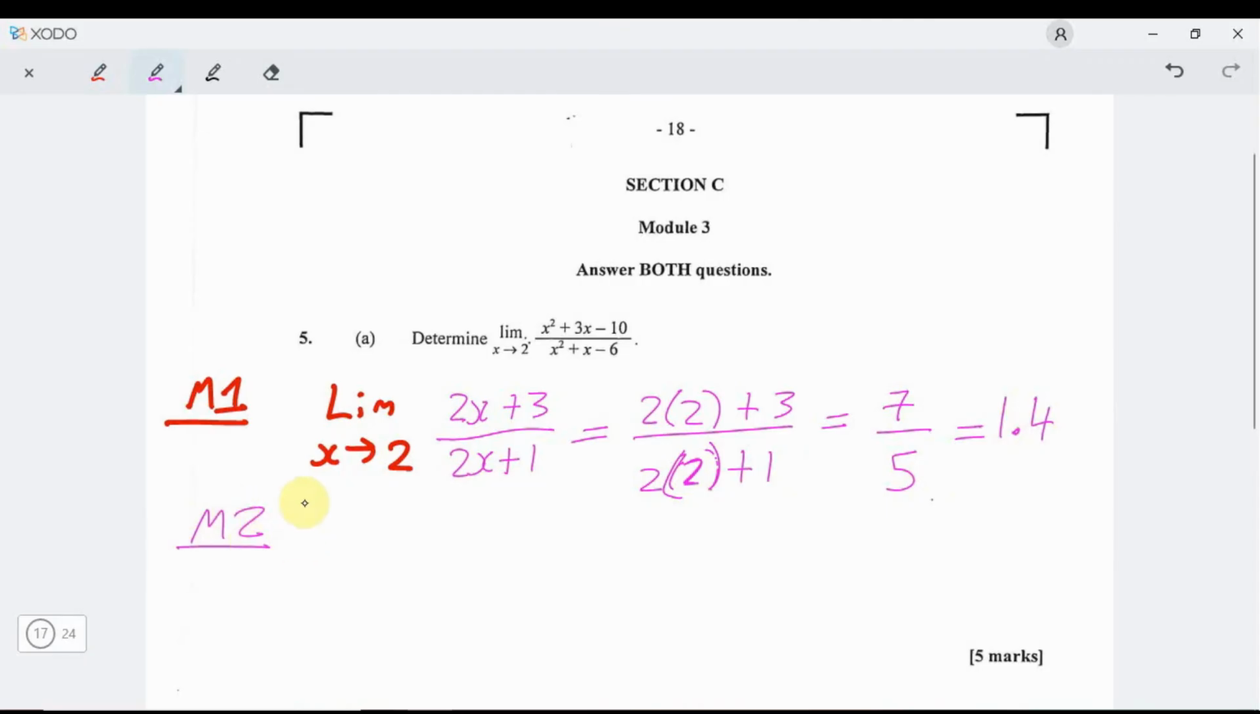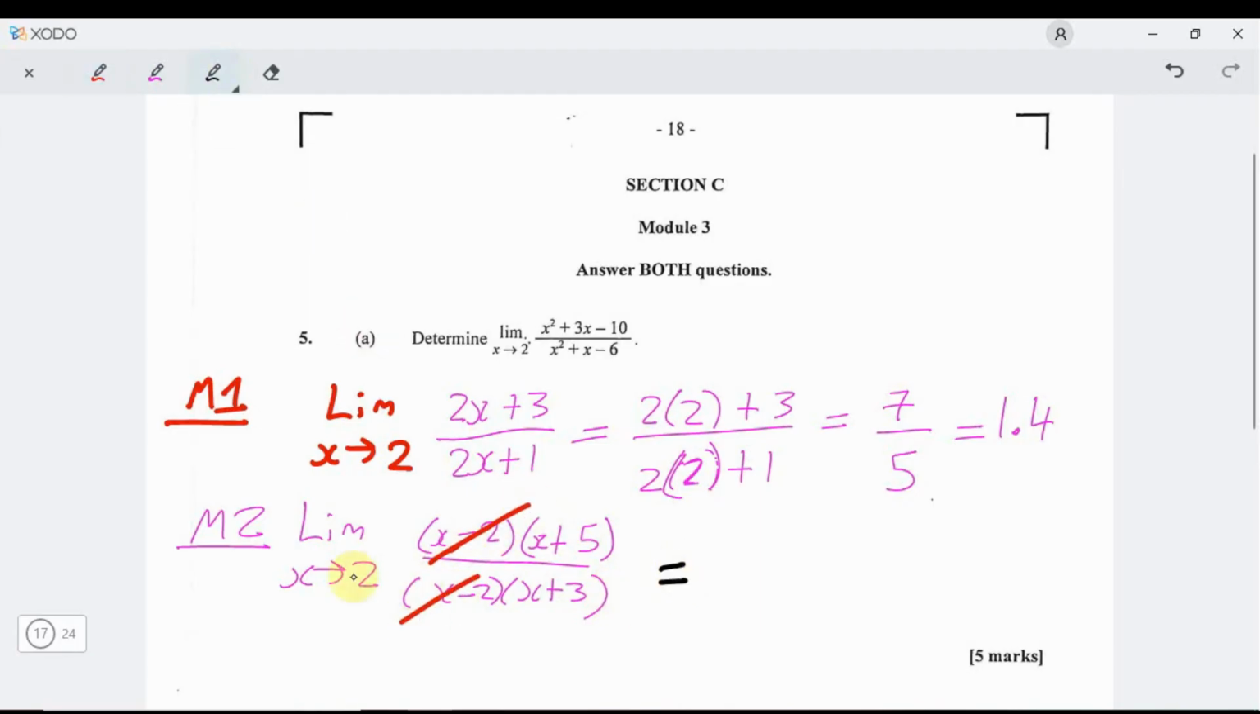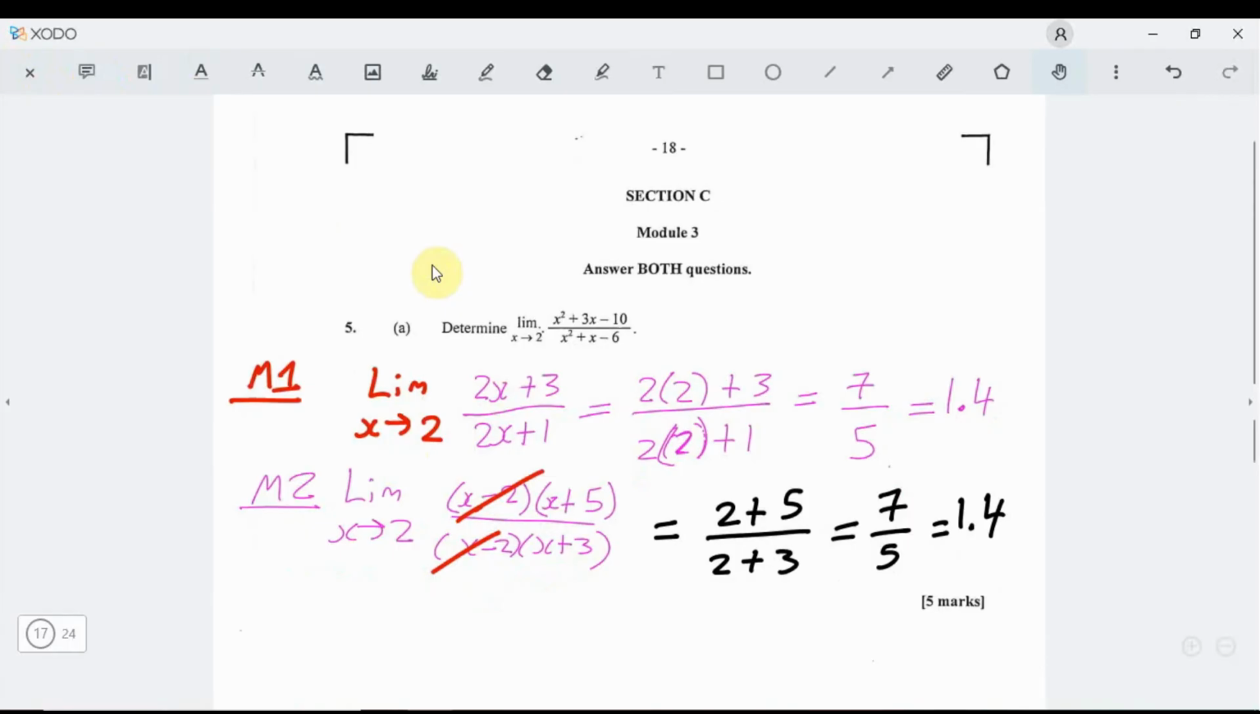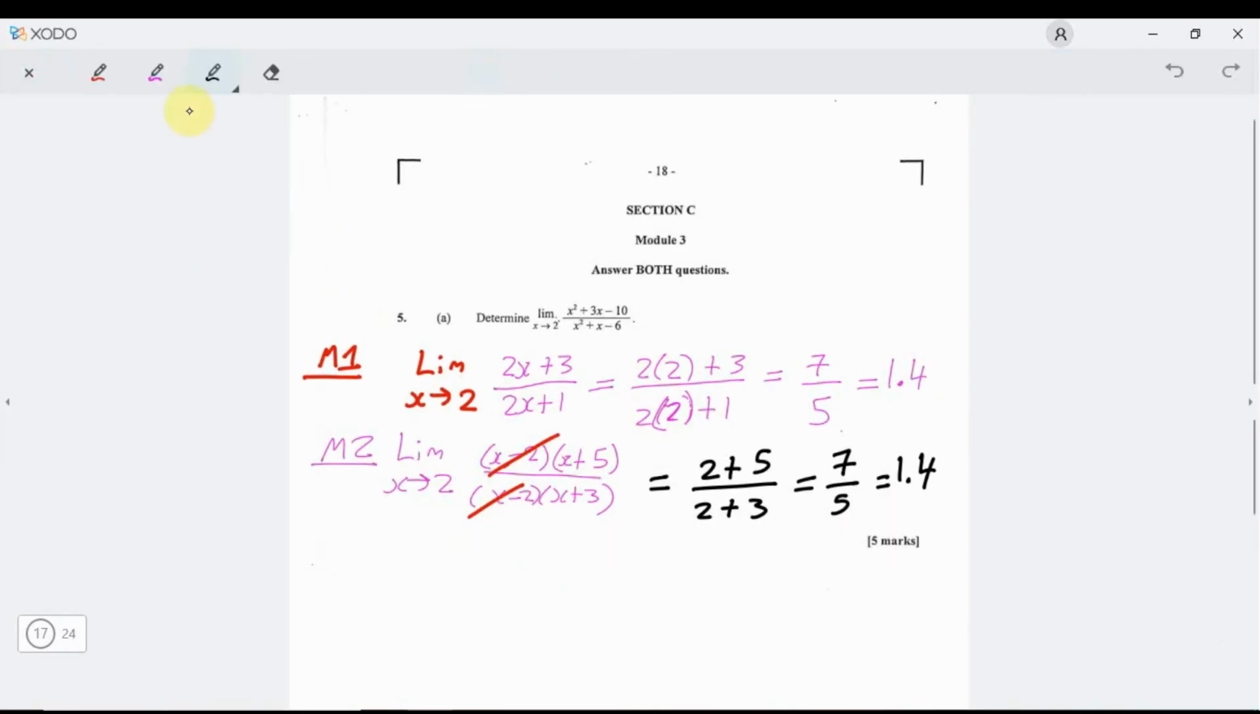Now method 2, for those who are used to it this way, limit as x approaches 2. Factorize the numerator. X squared, so it's x and x. Signs are different, bigger number positive, 5 and 2, plus and minus. Denominator x minus 2 times x plus 3. Then in that case we notice that the x minus 2's cancel. And then you input 2 in the equation to get 2 plus 5 over 2 plus 3, which is 7 over 5, which is 1.4. So that's method 2.